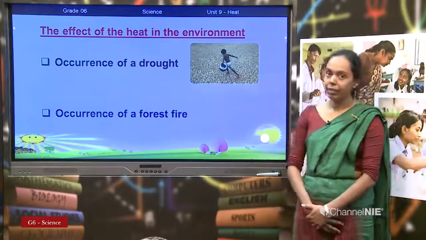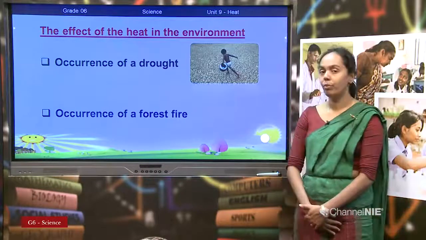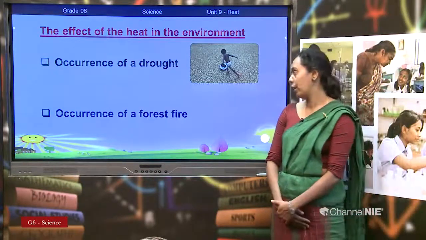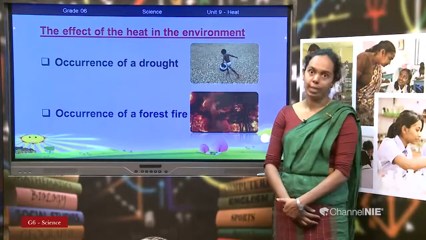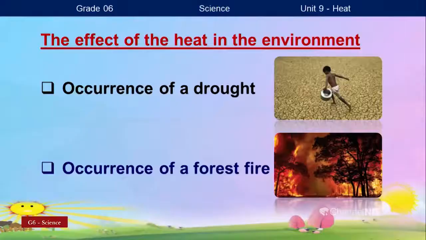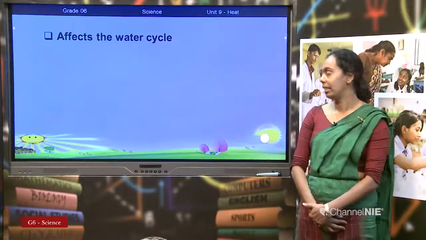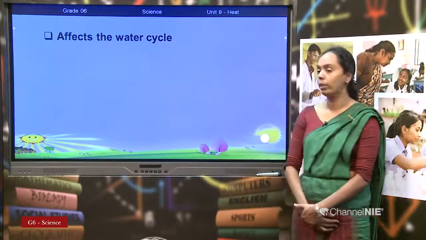Then the second effect of the heat is occurrence of a forest fire. Forest fire occurs due to the severe heat. This forest fire spreads faster when the trees are dry. Then we will see the effect of the heat on the water cycle.